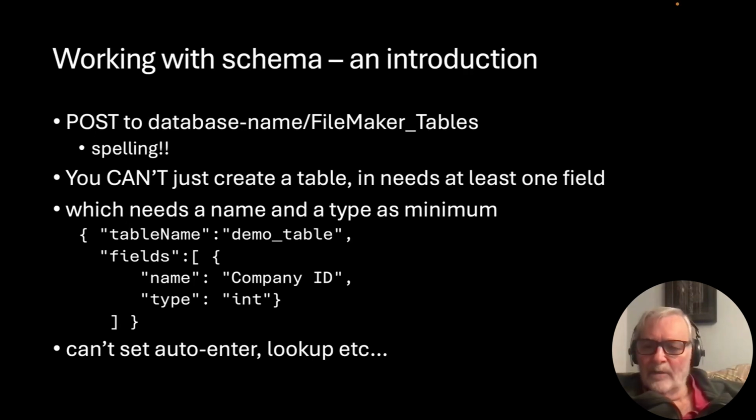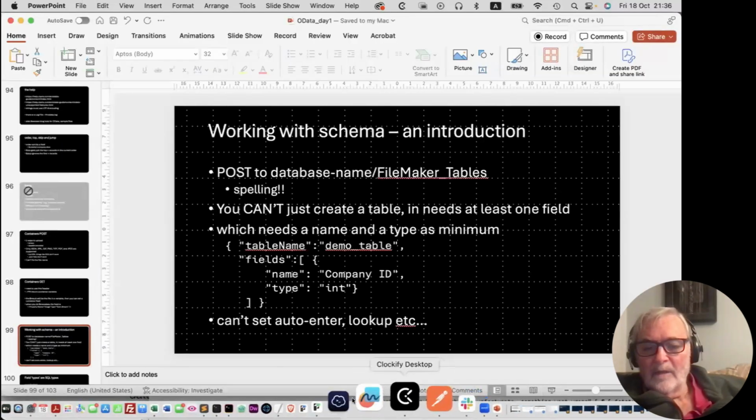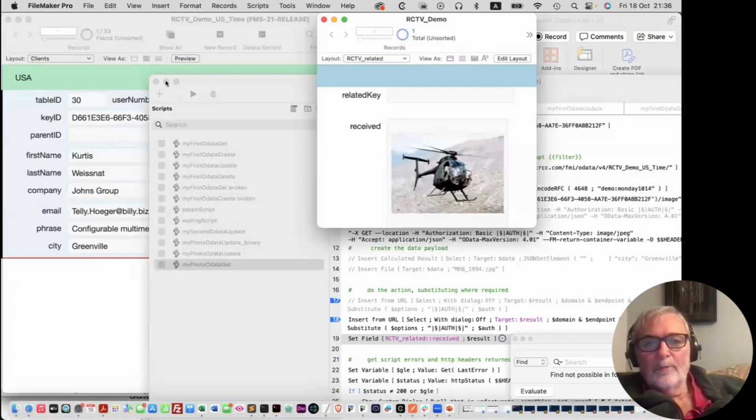You can't create just a table. It has to contain at least one field. So you can't just go, oh, make a table. We'll circle back to that later. You have to make a table with at least one field, but it can be the absolute minimum that you'd need, which is the name of a field and its type. There's an example of what we're about to do. There's a pile of things that you can't set, but in a moment we're going to talk about the things that you can set. So we'll do the proof of the pudding.